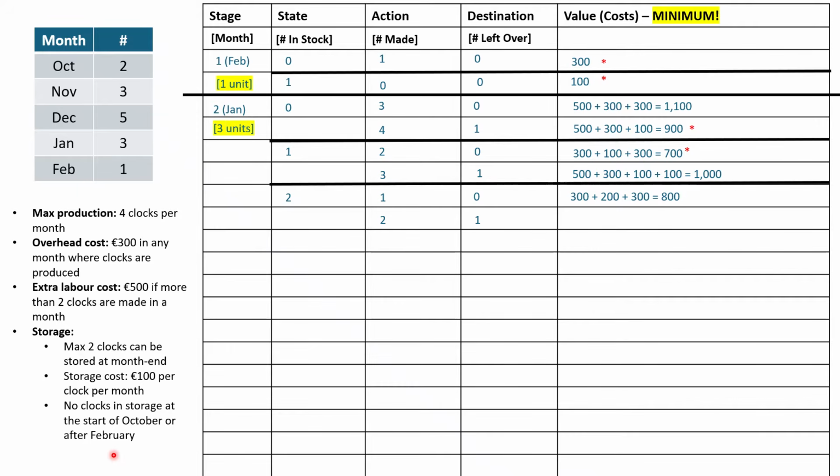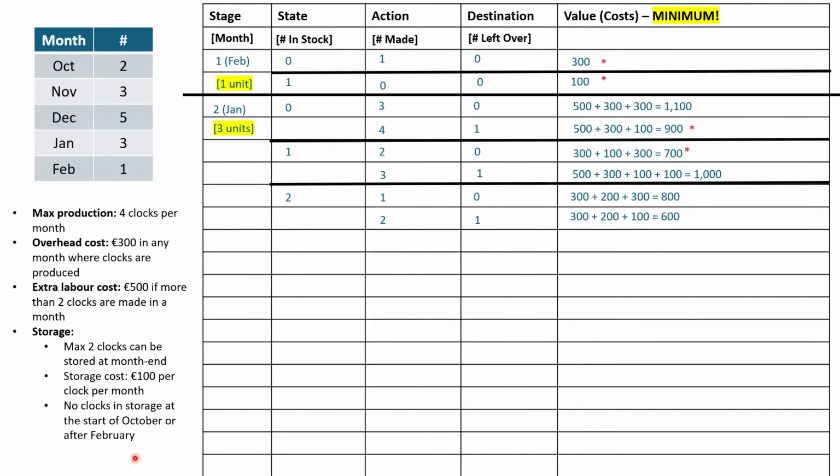Or I could have had 2 in stock and made 2, which would leave us 1 left over. So if that were the case, then we have, again, 2 from storage, that's 200. We're making 2, which is my 300 in overheads. No need for extra labour. My 1 here on my destination links me back to this line here, which is my 100. So it gives me 300 plus 200 plus 100.